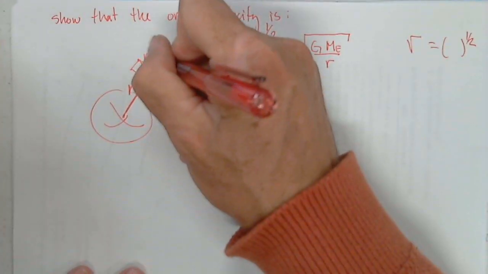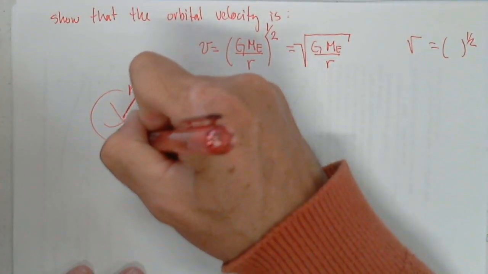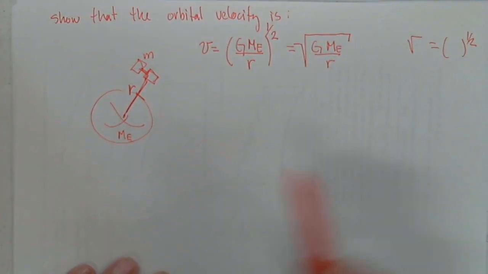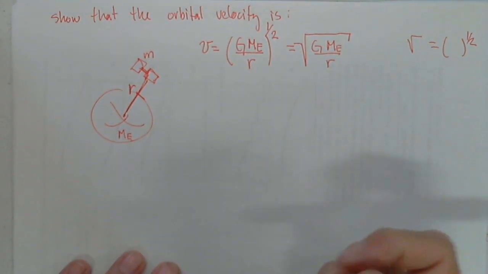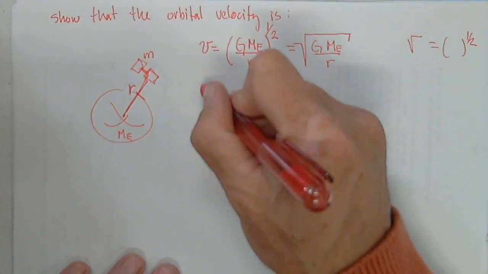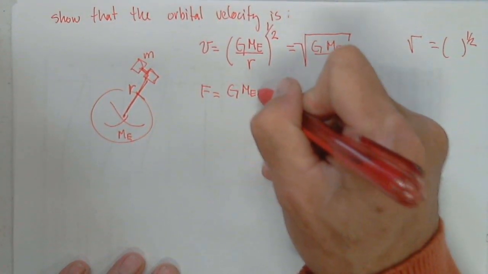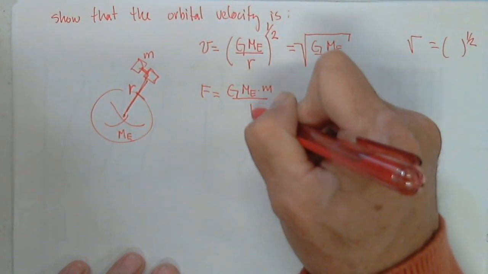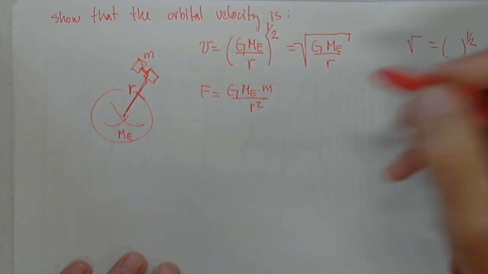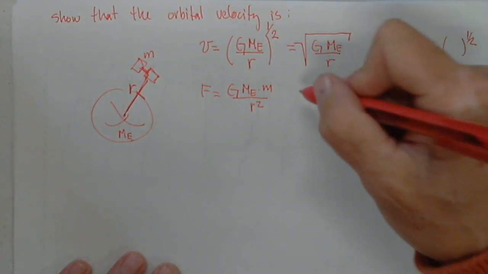So this has mass m, and this has m sub e, which is going to be the mass of the Earth. So we have the gravitational pull between the Earth and the satellite. This is the universal law of gravitation.